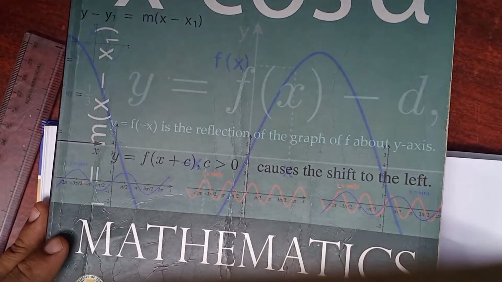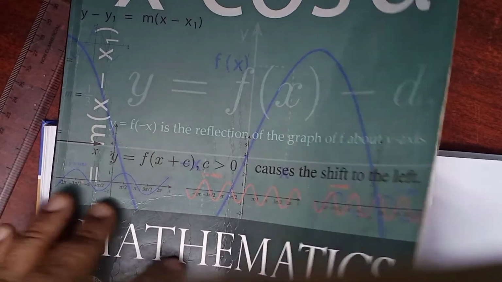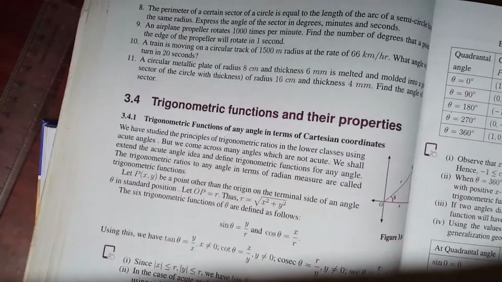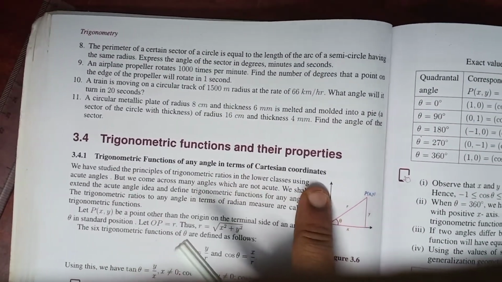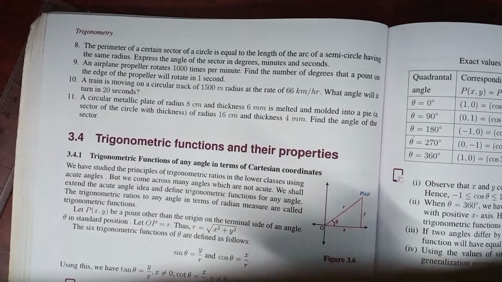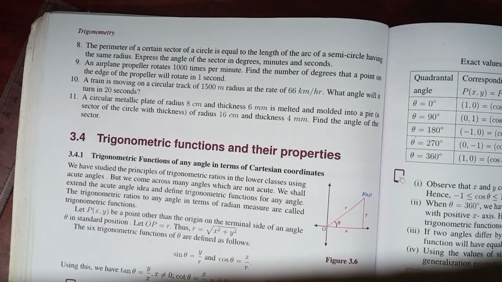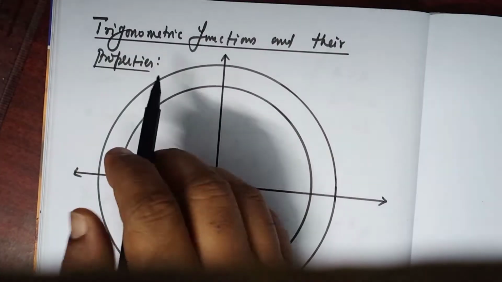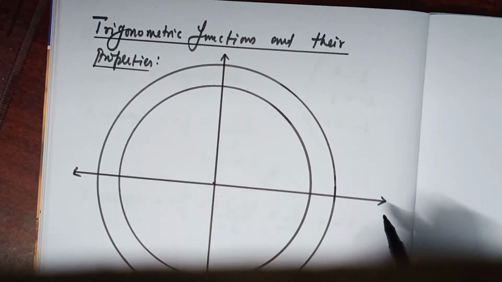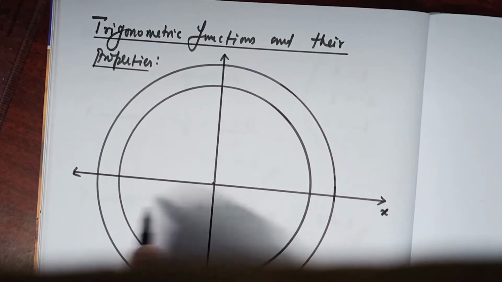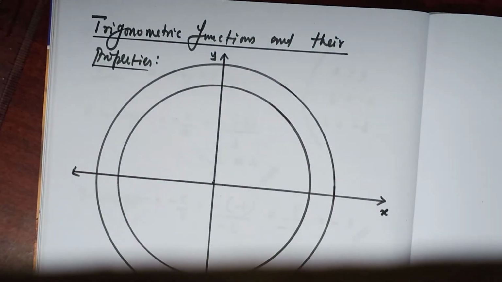11th Standard Mathematics, Chapter number 3, Exercise 3.3. Trigonometric functions and their properties. Here, I consider the x-axis and y-axis.